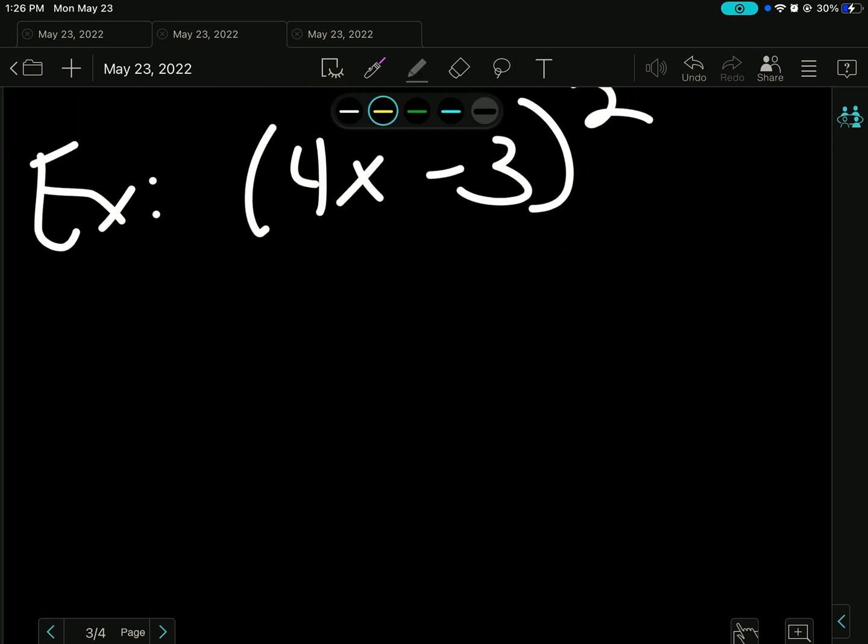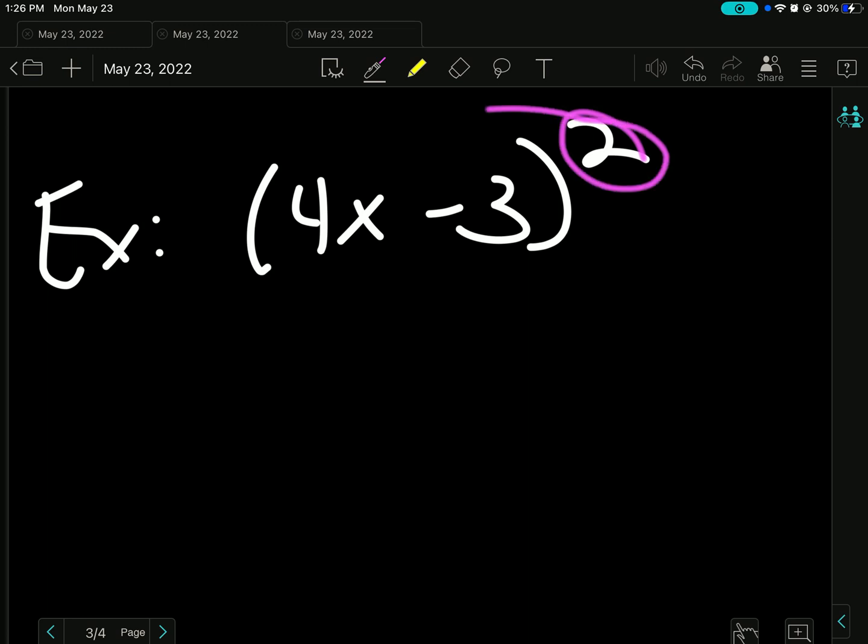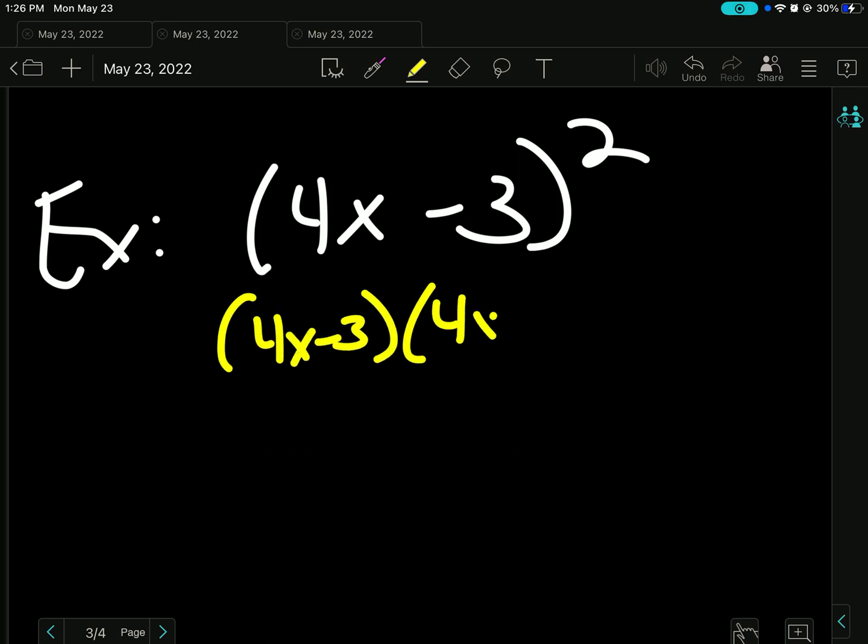Moving on to this one, I will see a lot of students be like, oh, Miss Oz, I just distribute this square and life is good. We cannot distribute that square because there's a minus sign. When we talked about our exponent rules, we could do that because it was all multiplication or division. Okay, so 4x minus 3 squared really means 4x minus 3 times 4x minus 3.